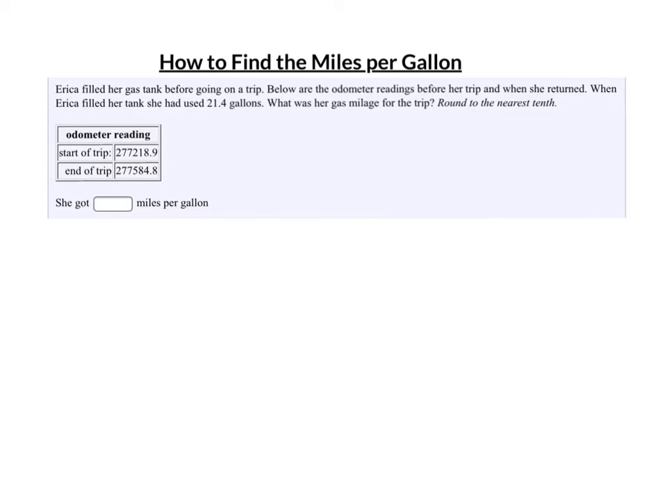How to find the miles per gallon. I've been emphasizing this in other examples we've done, but the word per, think of that as divide. Per is divide. So when you say miles per gallon, it's just miles divided by the gallons.